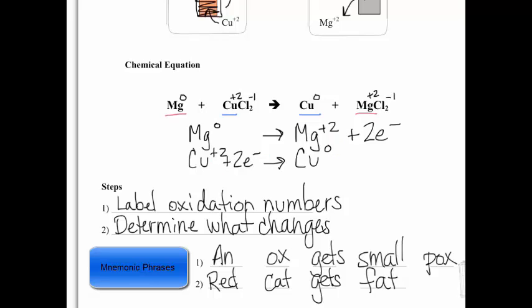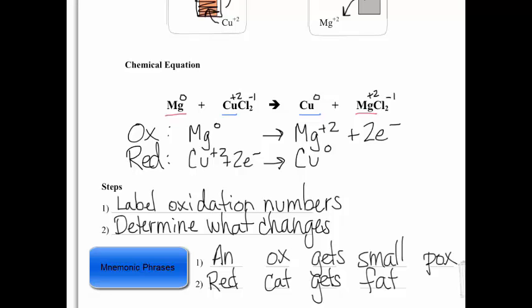Now we should be able to say which one was oxidized and which one was reduced, again using LEO says GER. LEO, lose electrons, oxidized. So we're going to look at which one loses electrons. It's when the electrons are on the product side that they are lost. So this is our oxidation half reaction. And then using GER, gain electrons reduction, it's a gain of electrons if it's on the reactant side. So this is our reduction half reaction.